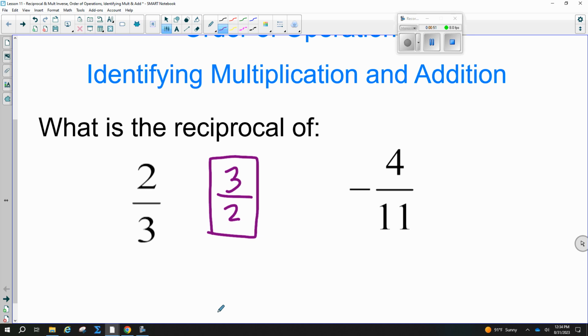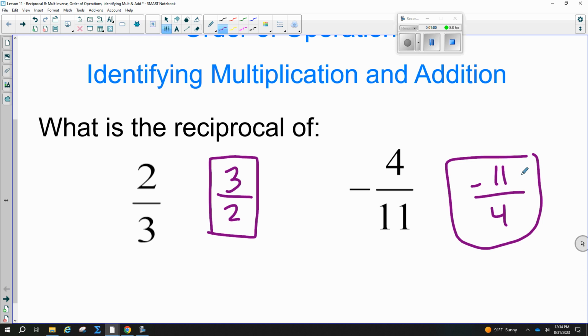And what's the reciprocal of -4/11? Exactly, -11/4. You just flip it. The negative can go on the top or the middle. And what would you get if you multiplied these together? +1. Exactly. Great job.